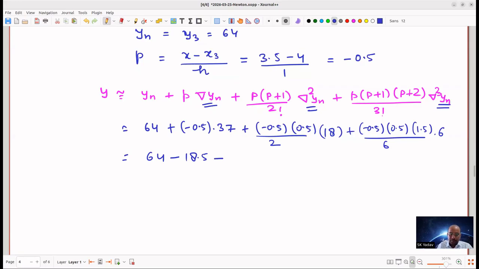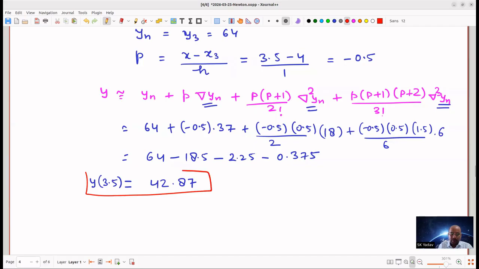So minus here, this will be 2.25 and then minus 0.375. So this value will come as 42.87. So this is your y at 3.5. So you have estimated two values using interpolation formulas.